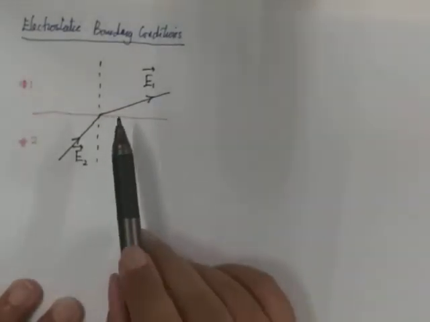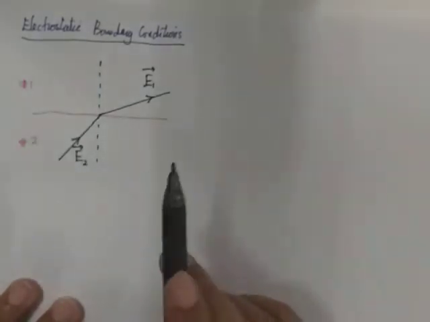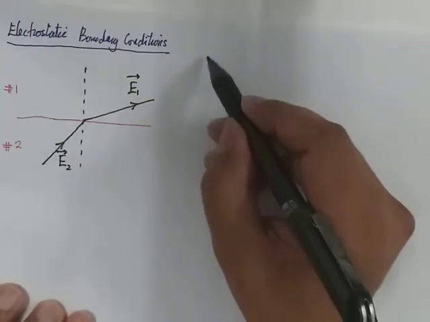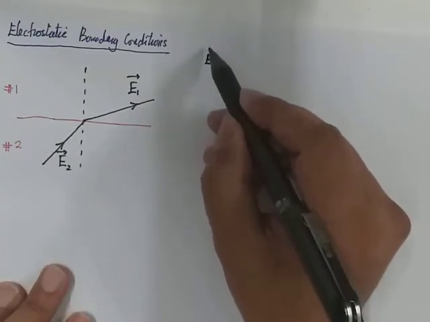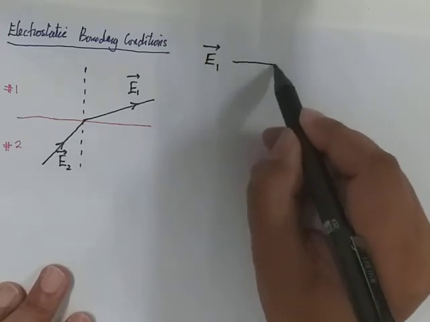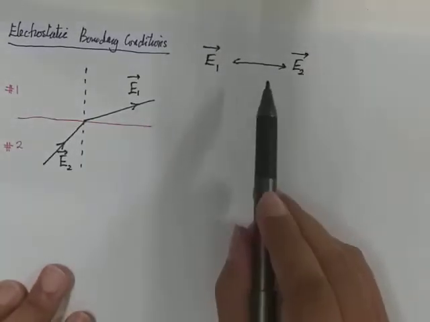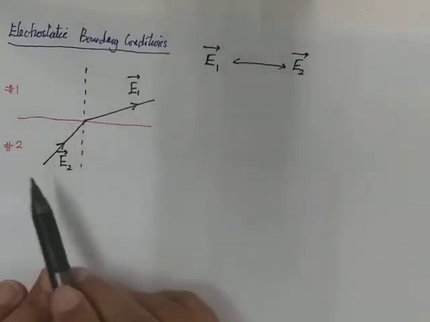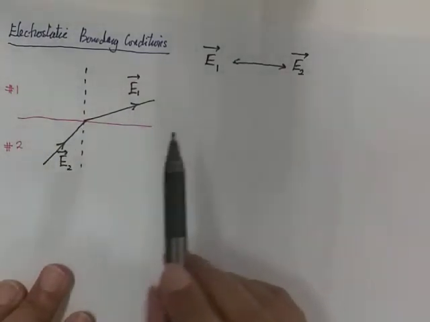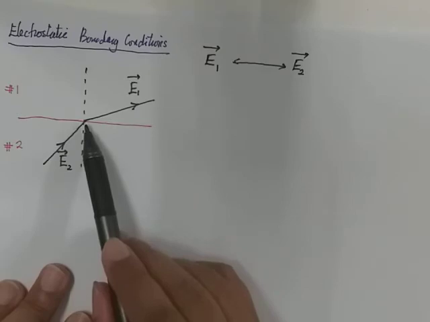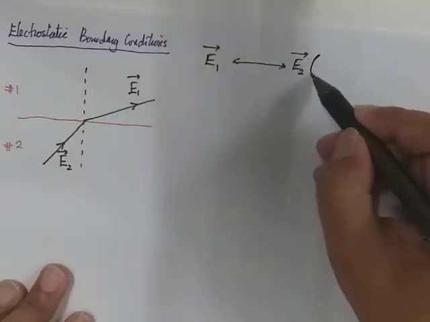So now, what we have to do is create an equation at the boundary. We have to develop an equation that relates E1 and E2. We have to develop that equation: how E1 and E2 are related based on this diagram. This particular relationship is focused at the boundary, so we're going to develop it at the boundary.